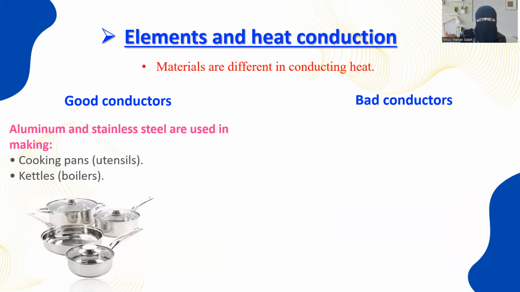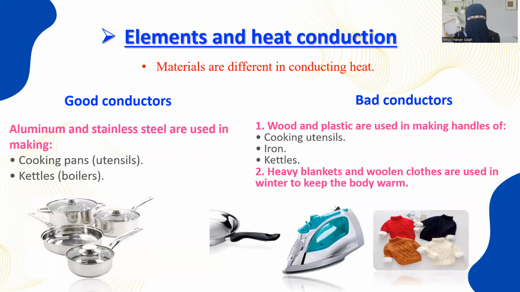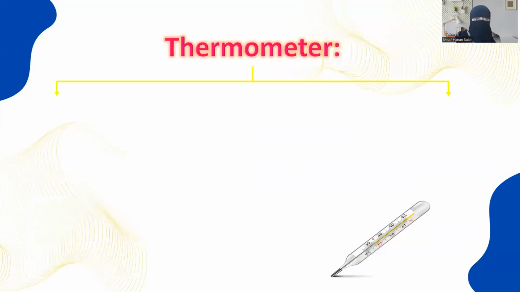What about the uses of good conductors and bad conductors? You can use good conductor materials like aluminum or stainless steel to make cooking pans or kettles. But bad conductors, you can use them for making the handles of cooking pans and the handles of kettles to protect yourself from any harm. And you can also use heavy blankets and woolen clothes to keep your body warm, because we are in winter, okay? So that's about good conductors and bad conductors.